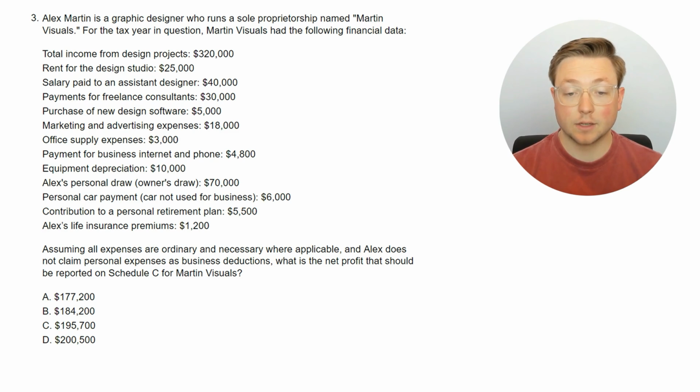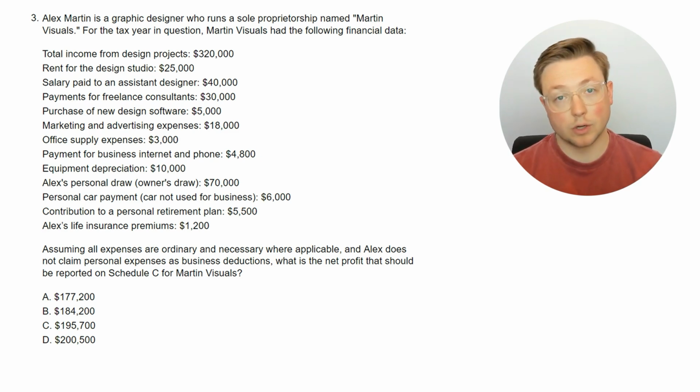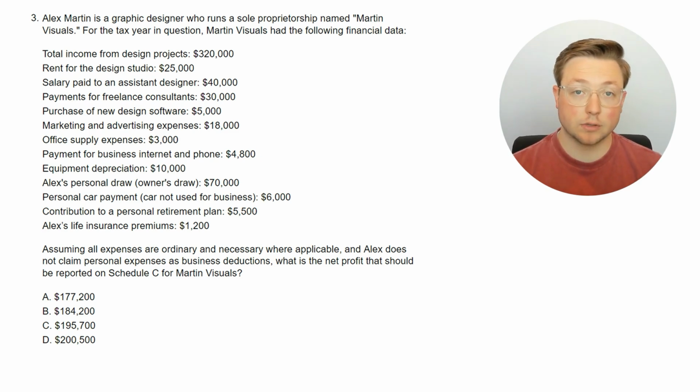So basically, assuming Alex does this correctly, what is going to be his net profit from his business? All right, you've already learned a lot from the first two questions. I bet you could figure out what goes on the Schedule C and what is personal, so it shouldn't be on the Schedule C. So go ahead, pause the video, do the question, and when you're ready, come back and we will look at the answer.